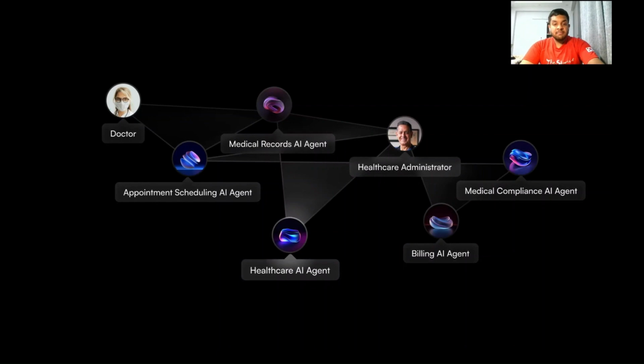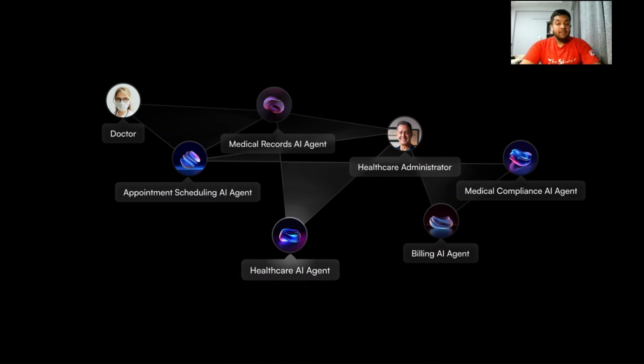Now we look at a simple diagram that illustrates how multiple AI agents can work collaboratively in the healthcare sector, interacting with both doctors and administrators to automate and optimize tasks. First is a doctor, the starting point for the patient care. The doctor interacts with several AI agents to streamline workflows like accessing records, setting appointments.